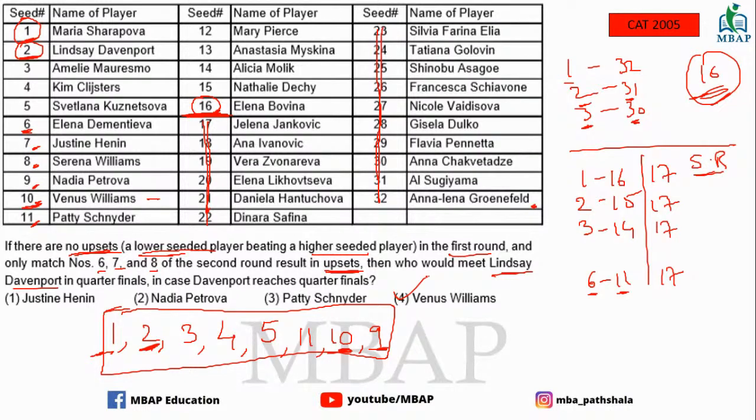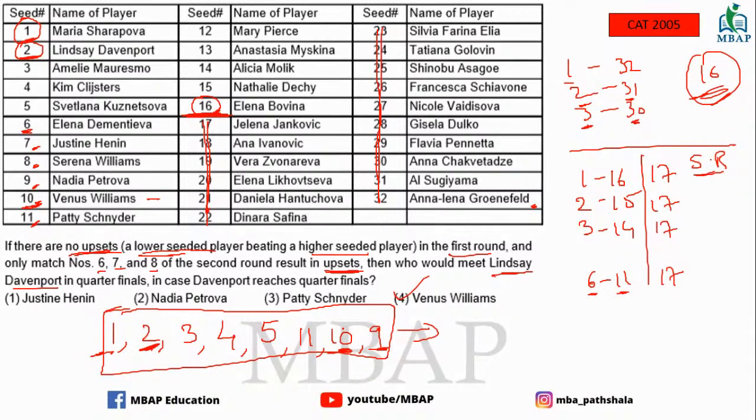Okay, and Shripad, are you clear with this part? That 1, 2, 3, 4, 5, 11, 10, and 9. Are you clear with that part? If you're clear with that part, then I think getting the answer is going to be very easy for you. Shripad, are you clear with that part? If you're clear, just put a yes.